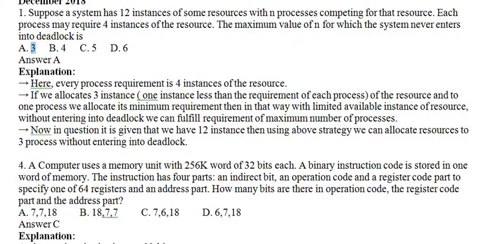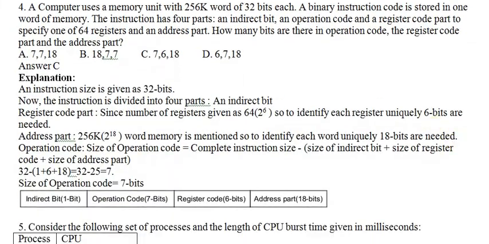Okay, and next one: a computer uses a memory unit with 256K words of 32 bits each. A binary instruction code is stored in one word of memory. Instructions have 4 parts: an indirect bit, an operation code, a register code part, which specifies one of the 64 registers, and an address part. They are asking how many bits are there in the operation code, register code part, and address part.